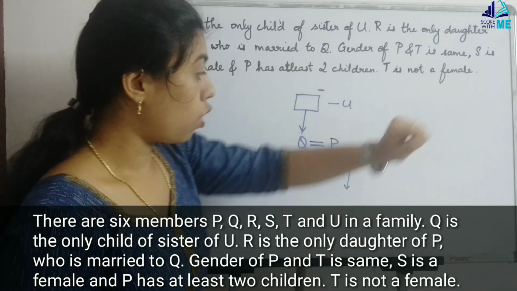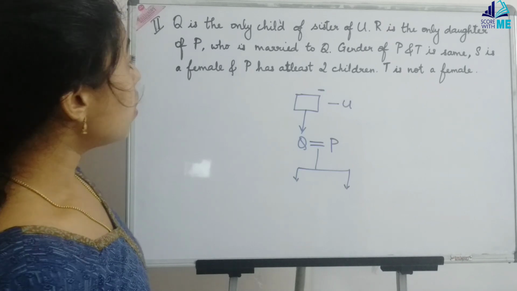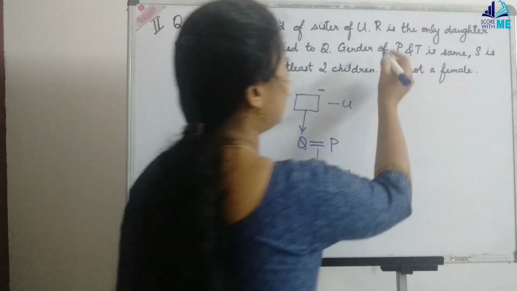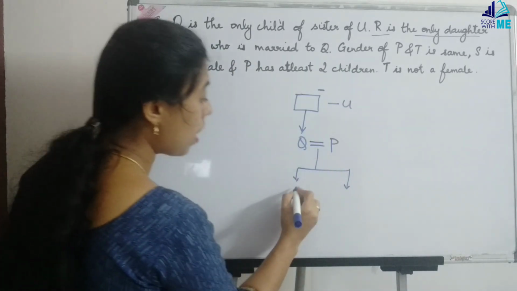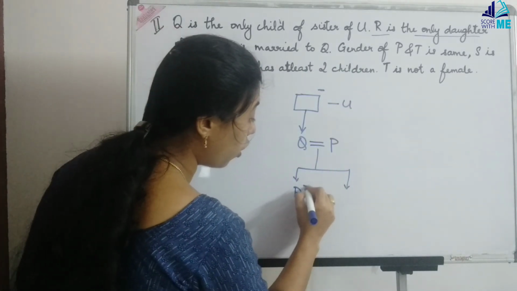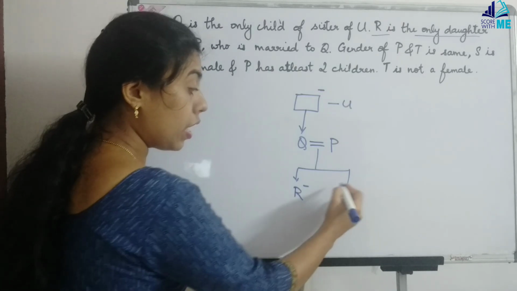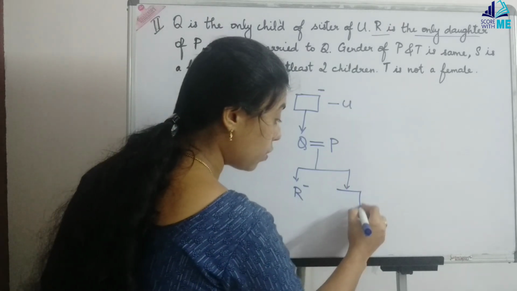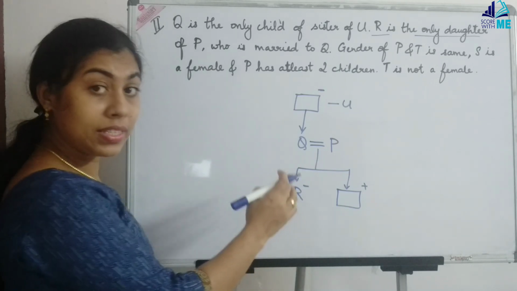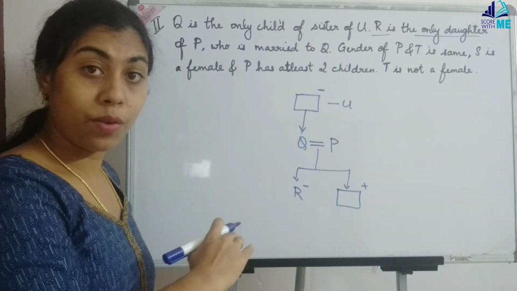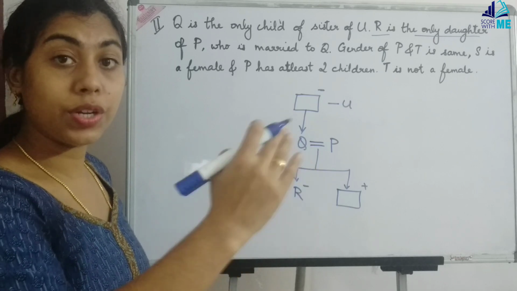T is not a female. So we forgot to take this statement. R is the only daughter of P. So from here, R is the only daughter. So even if another child comes here, definitely it is going to be a son. Because only daughter means they can have more than 1 child, but the other children will be boys.